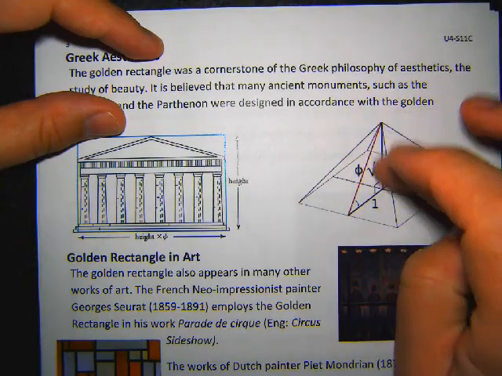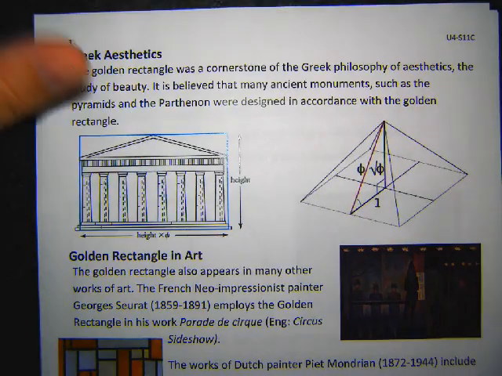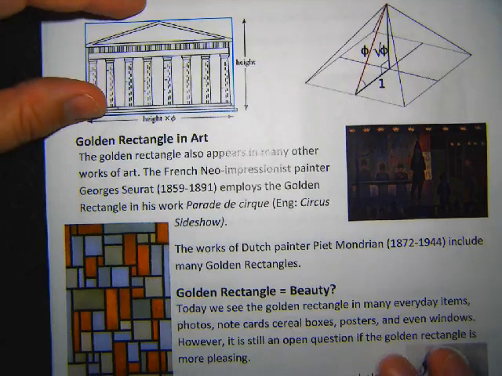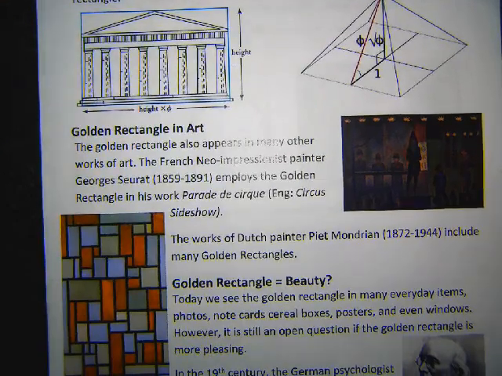They could have been higher or lower, but no, they made it phi times this length. It's kind of crazy. It shows up in these ancient structures. Artists use this as well. So the golden rectangle appears in lots of works of art.